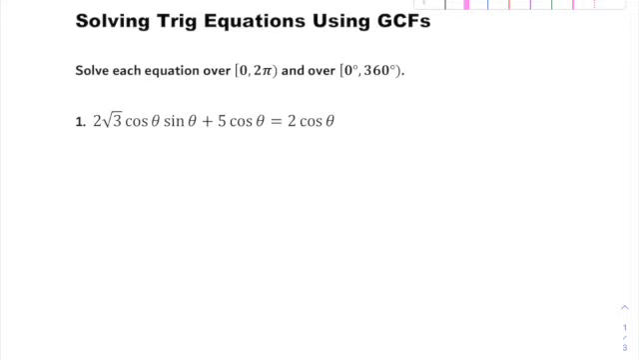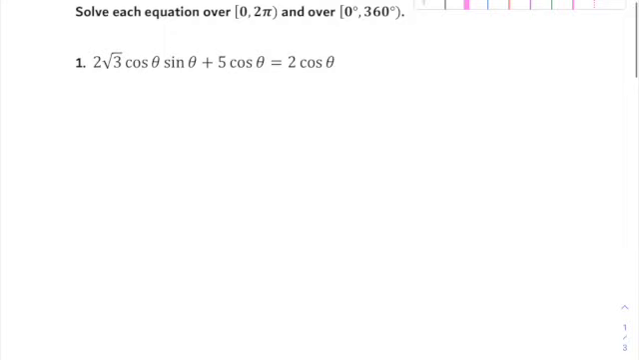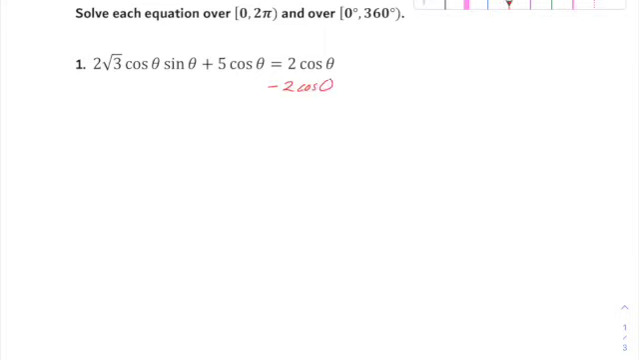So hopefully you're looking at number one and you're already thinking of what you would do first. To solve any equation by factoring, you typically want to make it all equal to 0. So you bring everything over to one side, right? So I'm going to subtract 2 cosine of theta from each side and see if there's any like terms to combine it with. And there are right here.